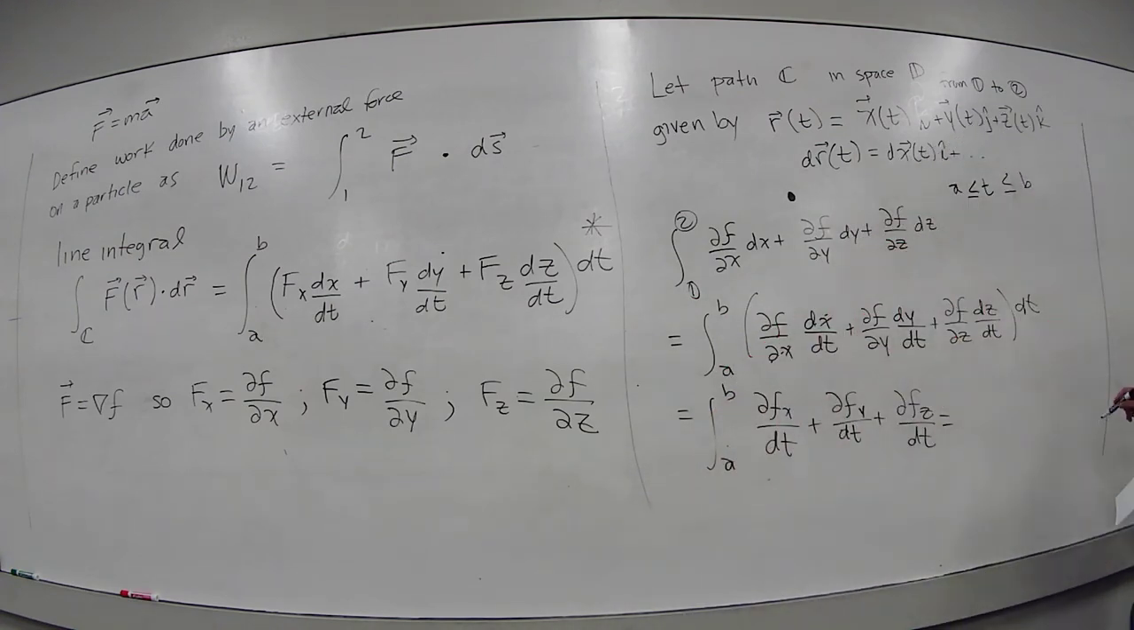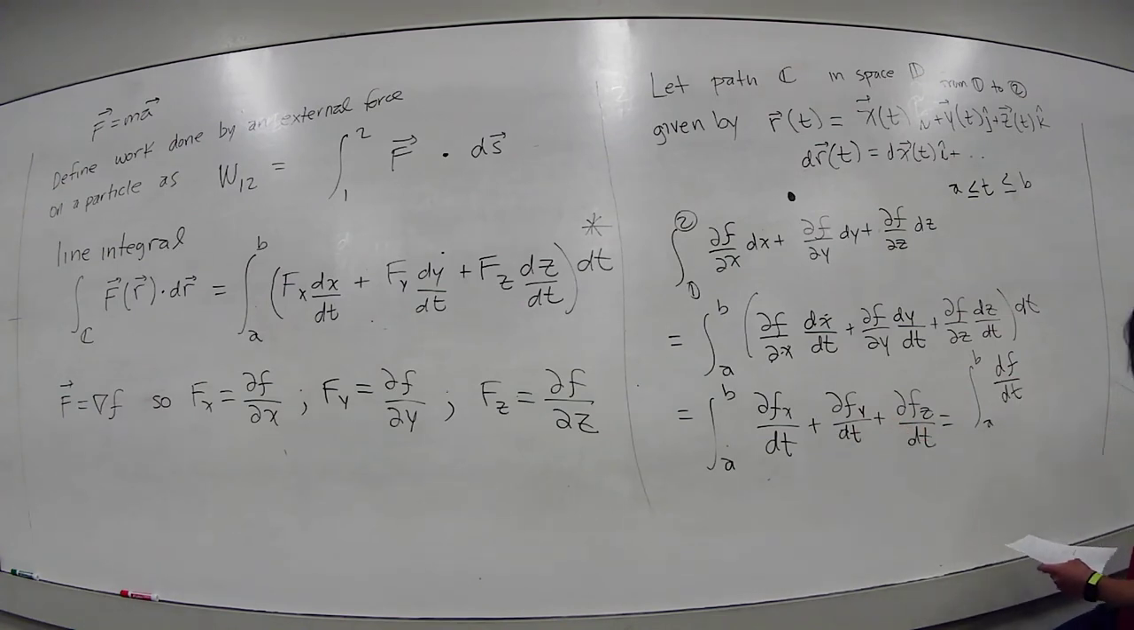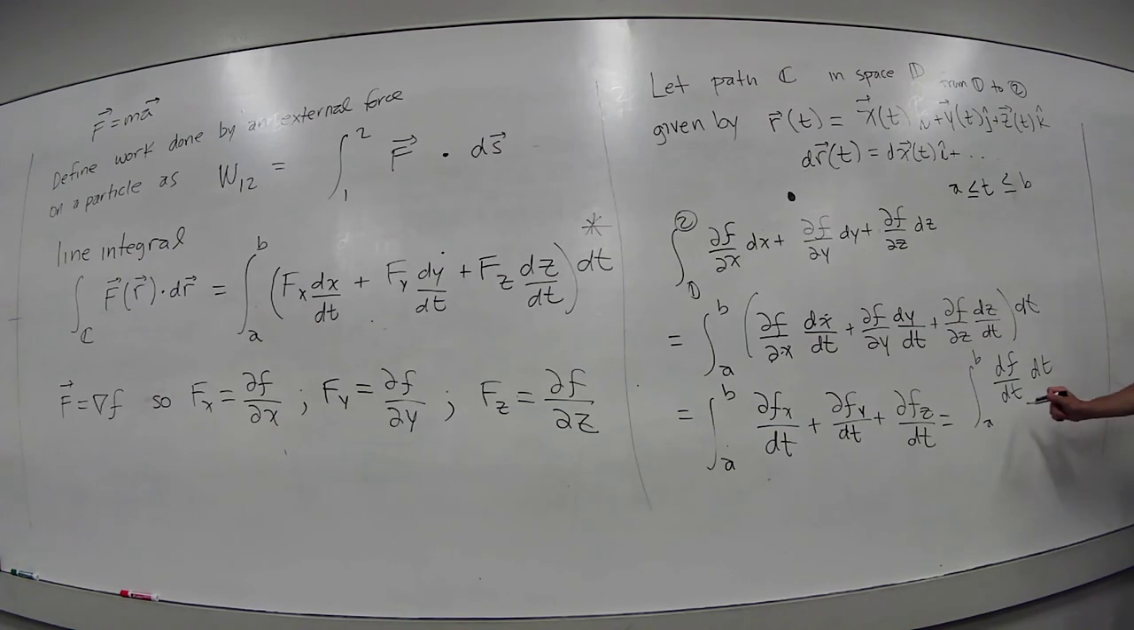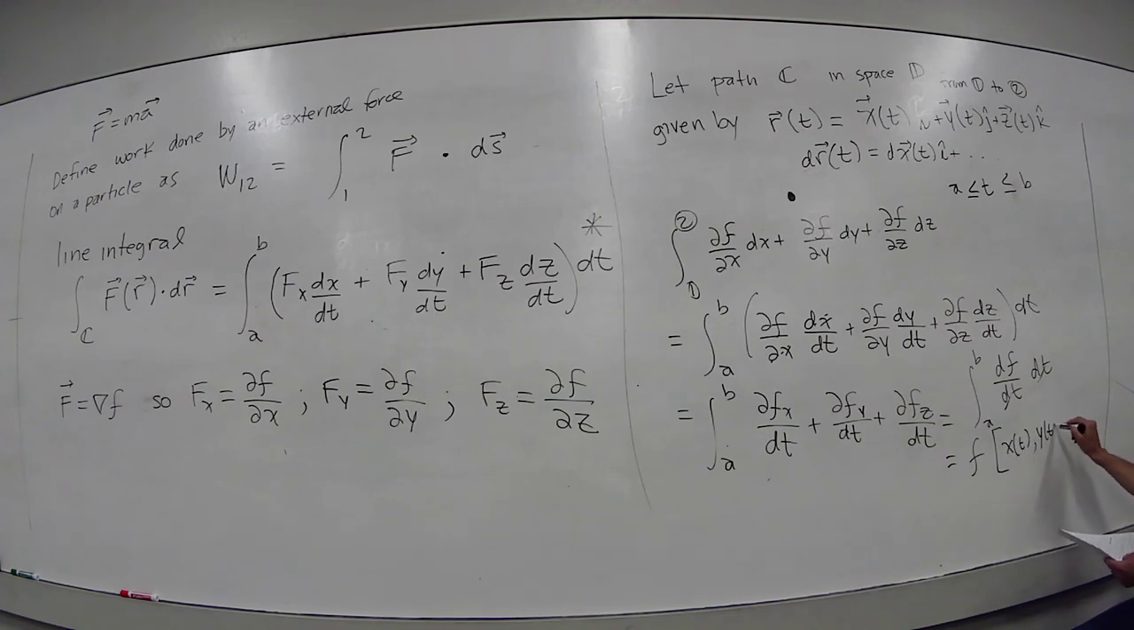Okay, so this is just the integral from a to b of the derivative of this function. Now it's the total derivative with respect to time. So now it looks like the other one. We can get rid of the dt's, we have the integral and we have the derivative. So this is f, which is a function of x, y, and z, which are functions of time. So this is a functional evaluated from t equals a to t equals b.